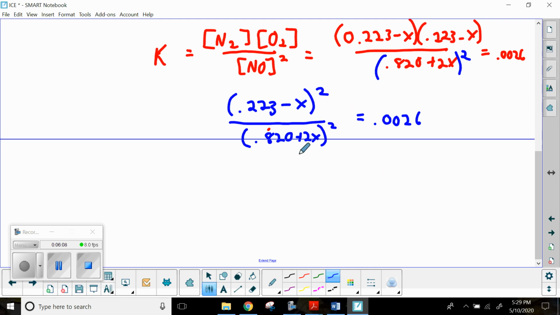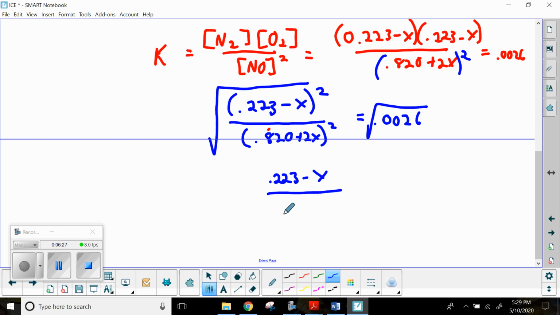Well, that looks complicated to solve, but I also recognize I've got a squared on the top, I've got a squared on the bottom, so why don't I just square root both sides? And if I square root both sides, I will be left with 0.223 minus x, all divided by 0.820 plus 2x, equals the square root of 0.0026, which is 0.0510.